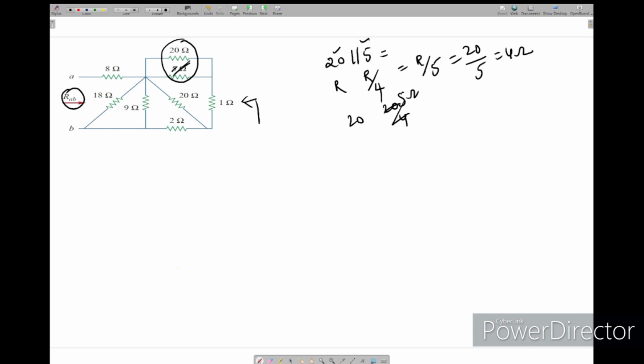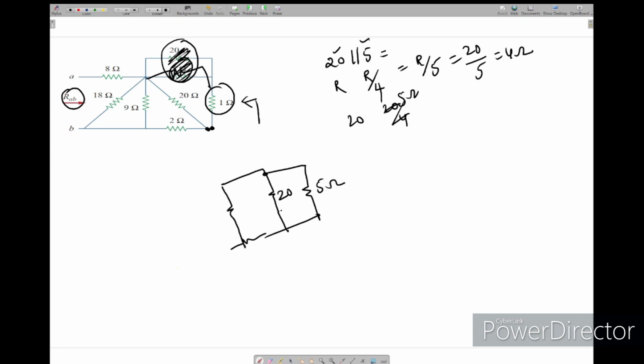So these two we can replace with a 4 ohm resistor. So now if you see this 4 ohm and 1 ohm in series, so 5 ohms we got here. Here it will be 5 ohm, and we have one resistor from here to here. These two are the same, so I will write like this. This is 20, and we have here 2 ohms.